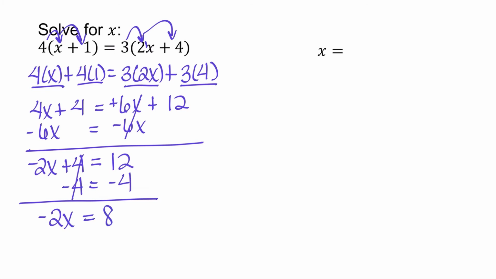Now to get the variable by itself, I need to divide both sides by -2. When I do that, on my left side, -2 and -2 will cancel, leaving me with just x equals 8 divided by -2, which is -4. So my answer is -4.